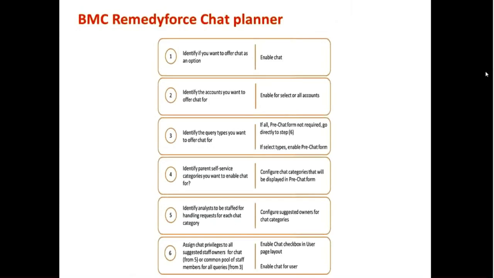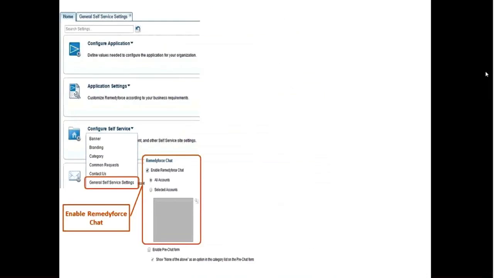I'm not going to go through the entire creation here, but just to let you know, there's a little wizard that you kind of go through and you determine whether you're going to enable chat. And then if you say yes, you say, well, is it for everybody? Are you going to select which accounts? And then you determine, are you going to use that pre-chat questionnaire? If you're not, you can just jump right on down to lay out the privileges, or we identify, well, what chat categories do we want in our particular one? And I'll show you a sample of what the screen looks like.